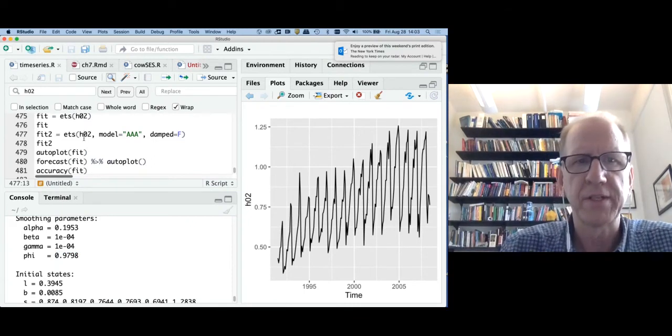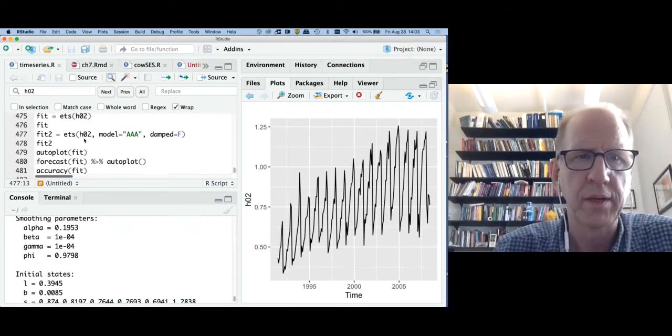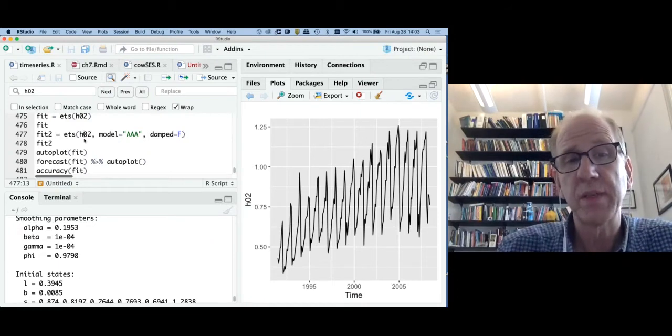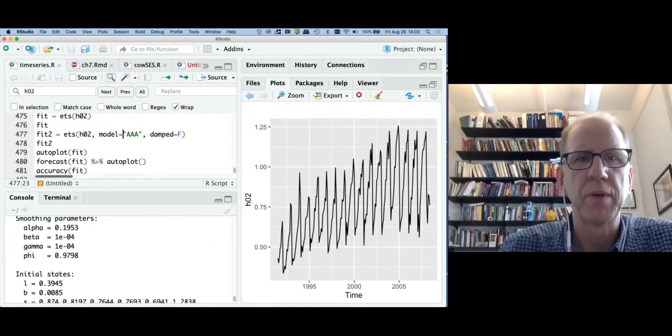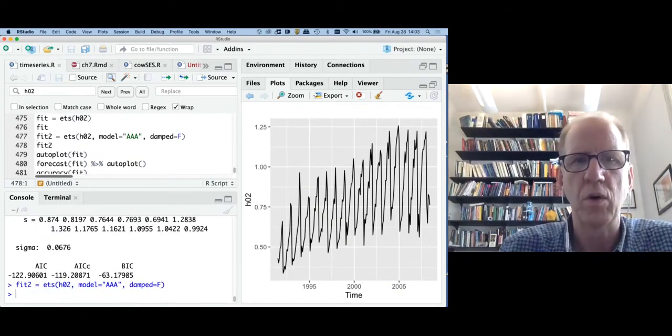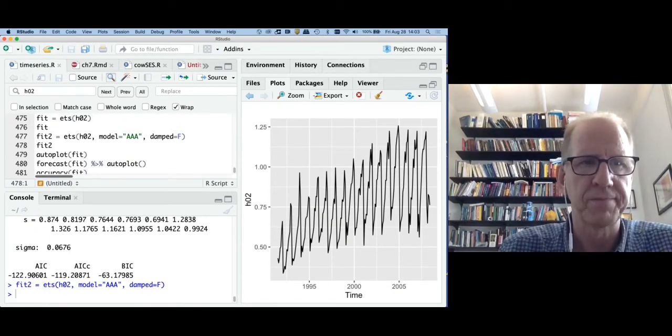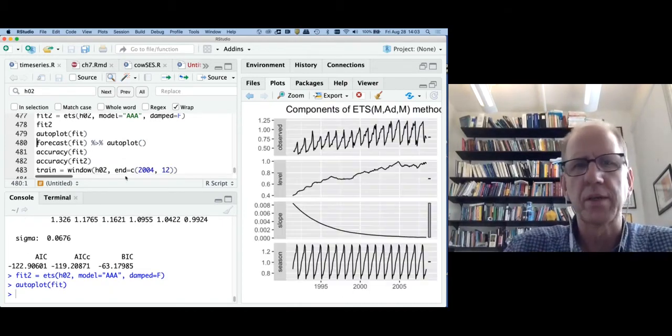I'm going to fit a second model as well. We'll take a look at that as well. If you want to specify a specific model, you can say model equals, for example, AAA, which would give us the Holt model with additive seasonal effects. Well, let's go take a look at the plot.